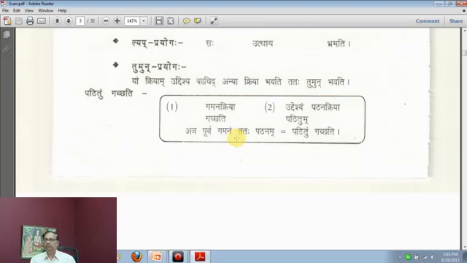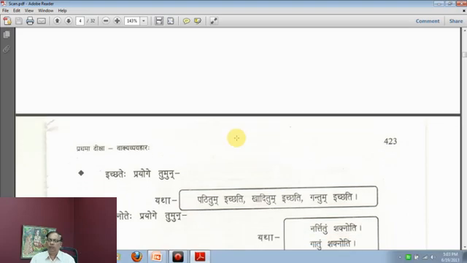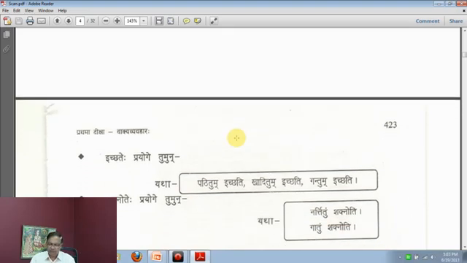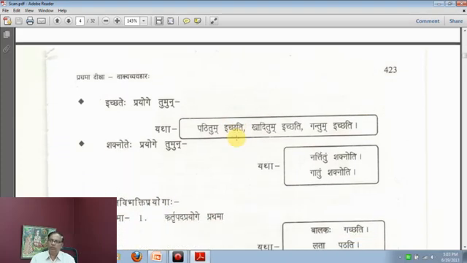Are we left with any time? Two more minutes. So we also touched upon this other page 423 now, moving to ichchatehe prayoge tumun. We also use this tumun, very important participle, as in the example patitum ichchati. He wants to read. Khaditum ichchati. He wants to eat. Gantum ichchati. He likes to go, he wants to go. So in this ichcha artha, in the sense of wishing to read, wanting to eat, wanting to go, etc., we use tumun.